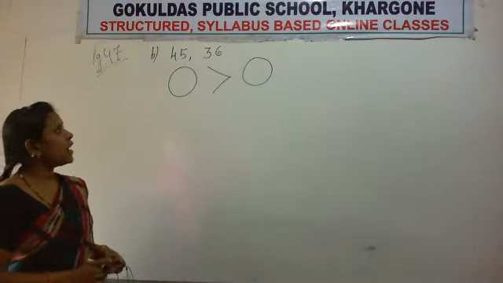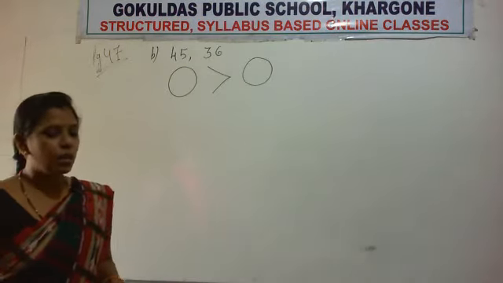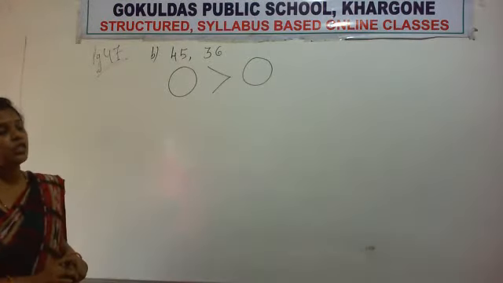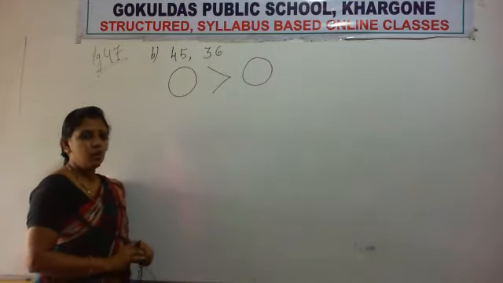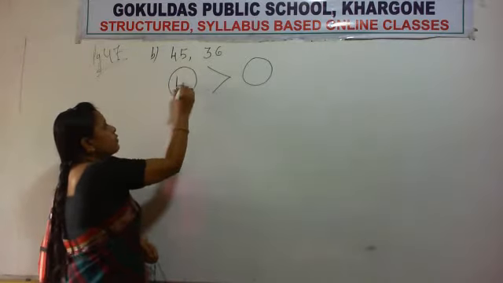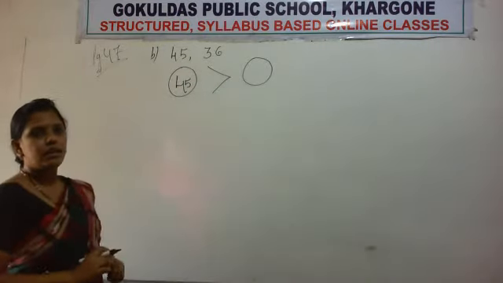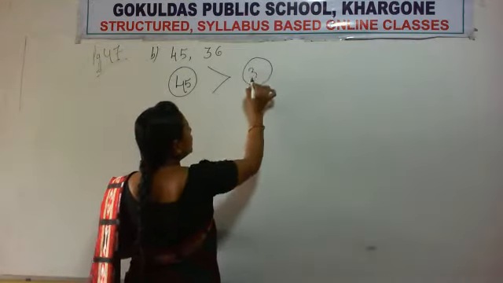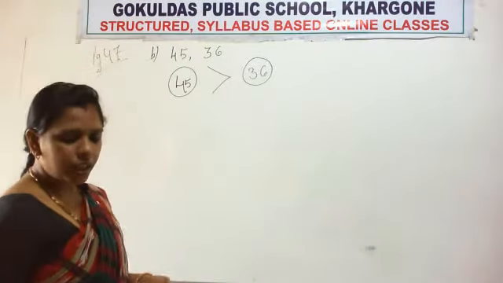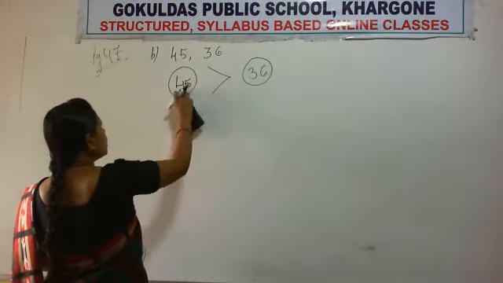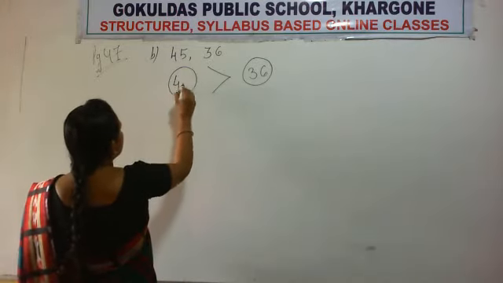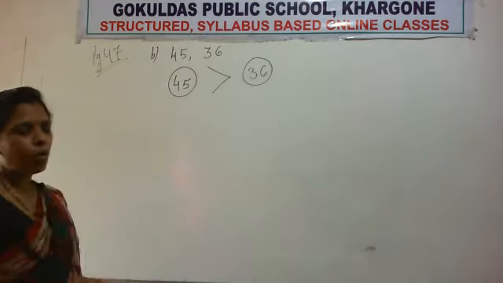Okay, now identify which number is bigger. The two numbers are 45 and 36. So between 45 and 36, which number is greater? 45 is bigger. So we will write 45 in the left side circle and 36 will come in the right side circle. So 45 is greater than 36. Copy this question.